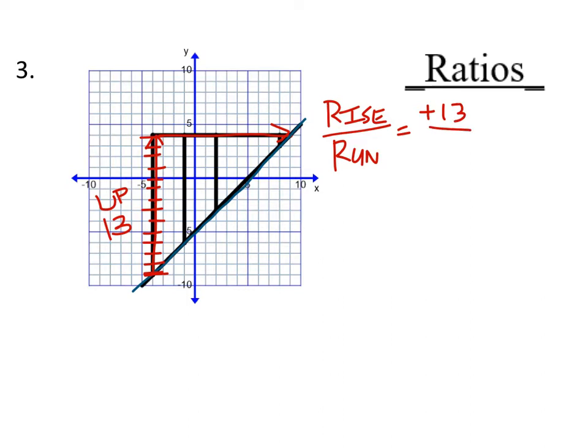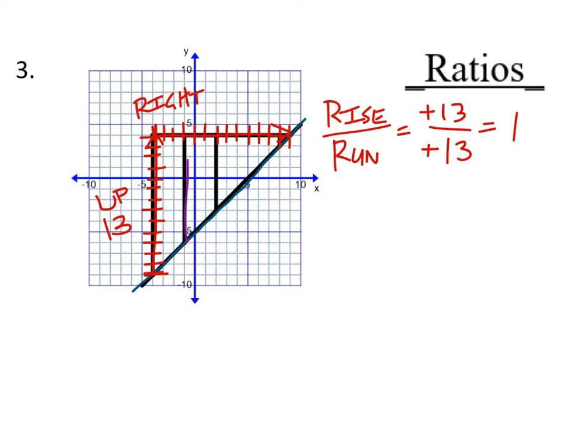And then it's going to go to the right. Again, we're starting right there, which is the run. So the run will be 1, 2, 3, 4, 5, 6, 7, 8, 9, 10, 11, 12, 13. So that's to the right 13, which is in the positive direction. And 13 over 13 is 1. So that's our big triangle.